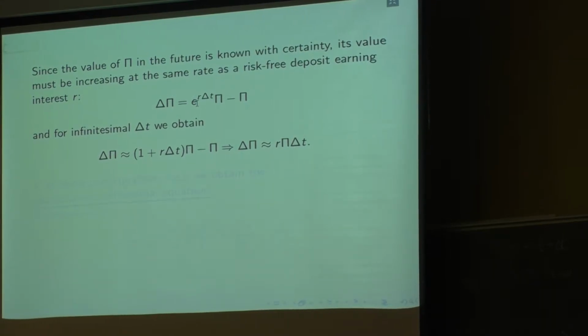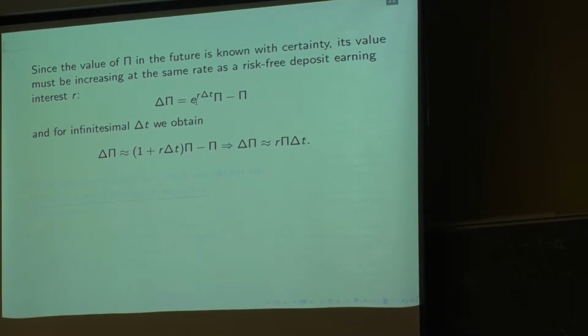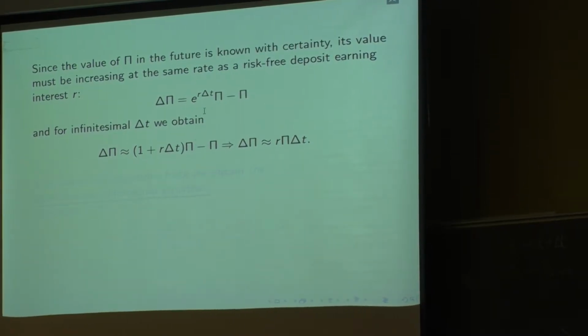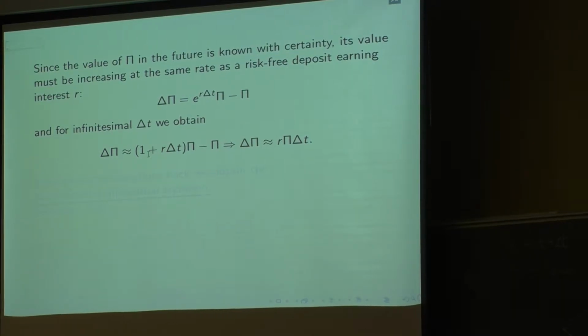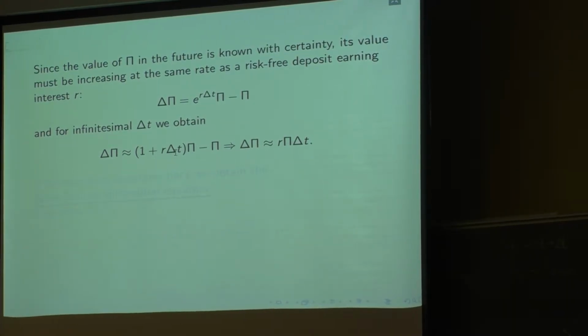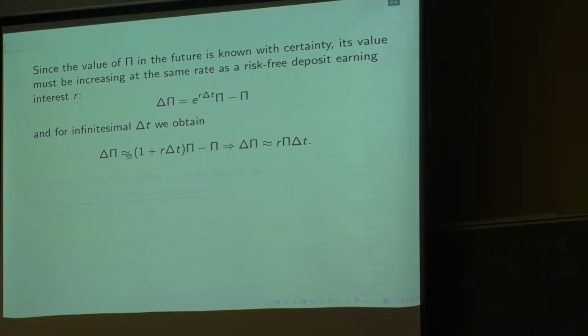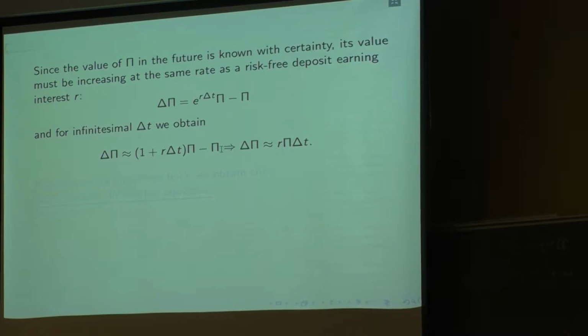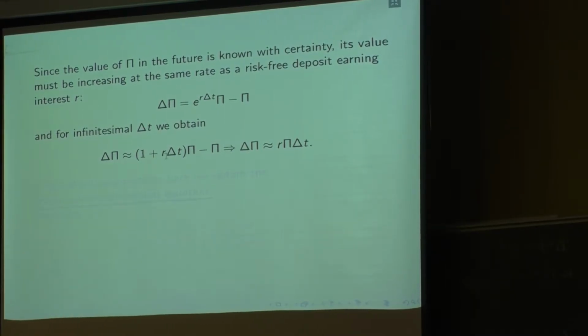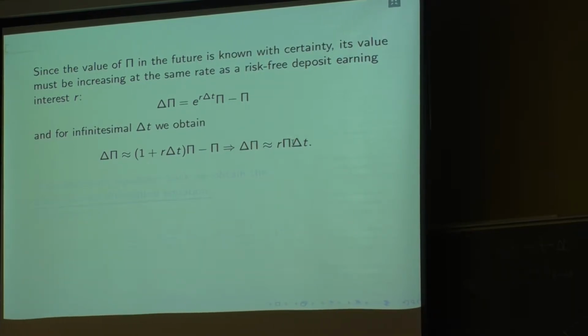And now we're going to do one more step. We are going to say if delta t is very small, then e to the R delta t can be approximated by 1 plus R delta t. I'm just looking at the Taylor series of the exponential function. And if I use this approximation for e to the R delta t, when I look at the change in the value of the portfolio, I'm getting this minus Π, and this plus Π minus Π cancel, and I'm just left with this. Okay?